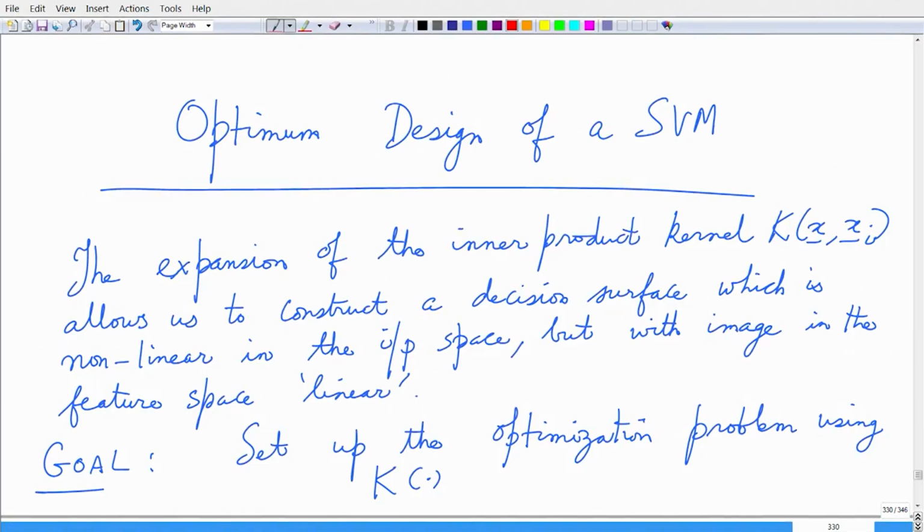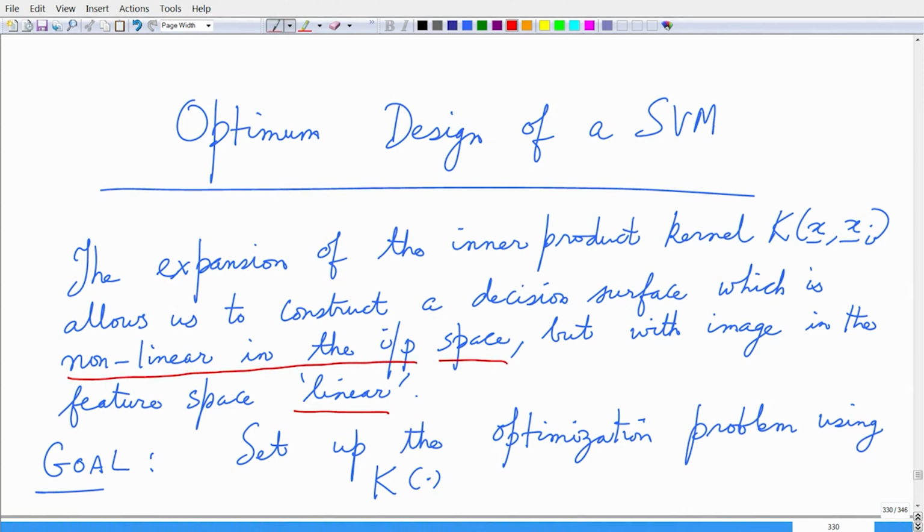So, after having dealt with the inner product kernels, now let us begin our discussions on how to optimally design SVMs, using this notion of inner product kernels. The expansion of the inner product kernel K with arguments x and xi allows us to construct a decision surface which is nonlinear in the input space, but with image in the feature space that is linear. This is a very important take home message. So, in the feature space it is linear and it is nonlinear in the input space.